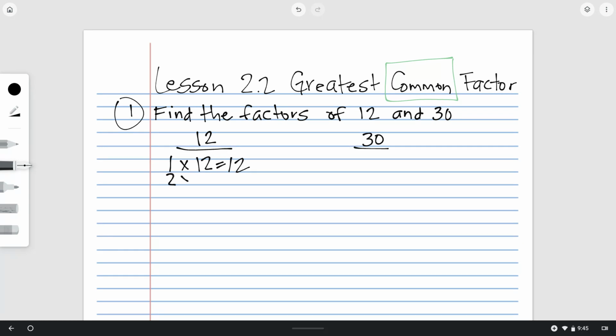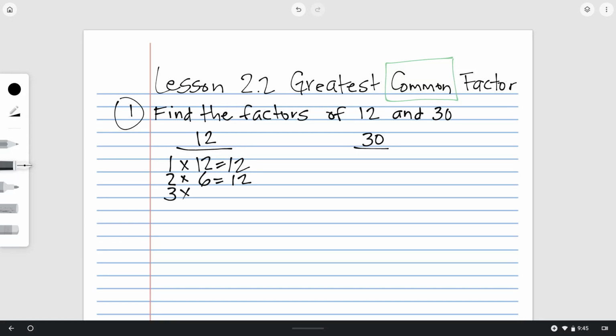Can 2 times something give me 12? I see some thumbs up. Good. I see some answers here. Figure out 2 times what will give me 12. 2 is a factor. 2 times 6 is 12. Very nice.